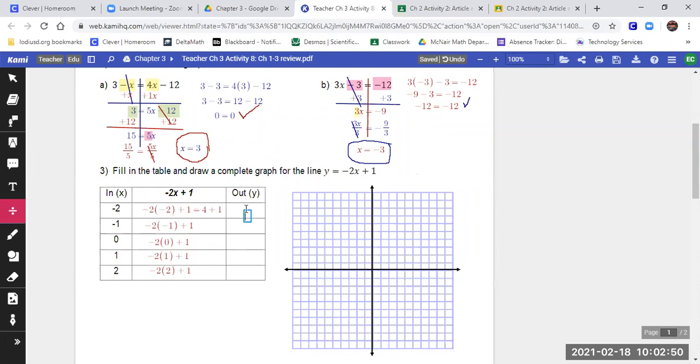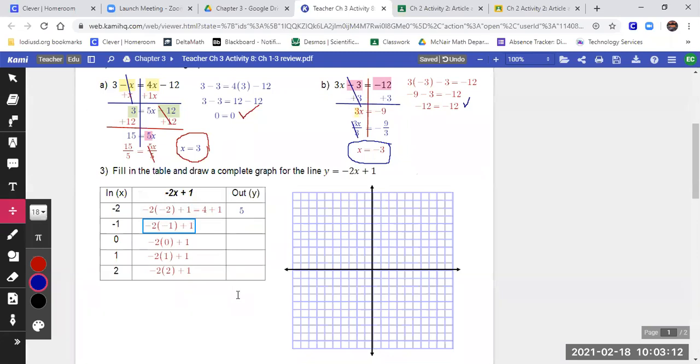So my y value, when I stick in a -2x, is going to be what? What is a 4 plus 1? 5. Okay, we're going to keep going. We're going to repeat it.